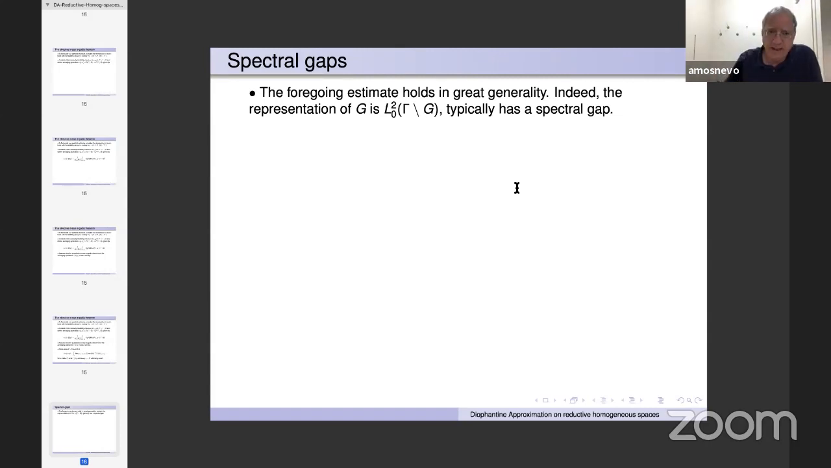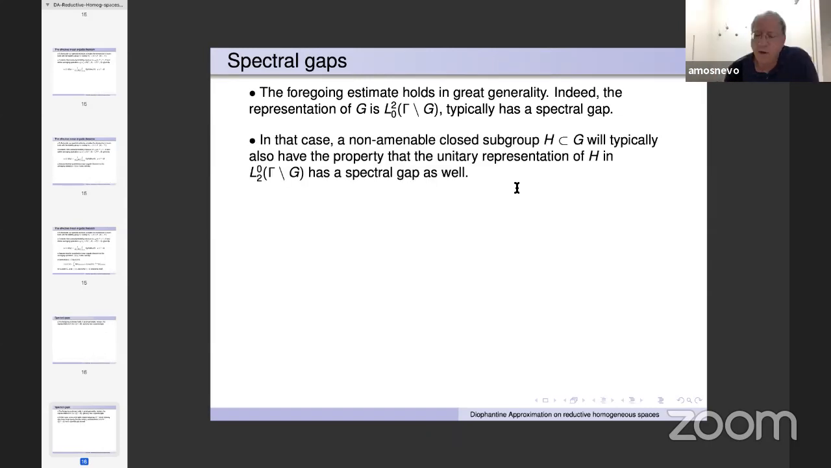Now, in that case, if you have a non-amenable unimodular closed subgroup H in G, typically it will also have the property that the unitary representation of H in L2 naught has a spectral gap as well. This is a very simple fact. A non-amenable H inherits the spectral gap.